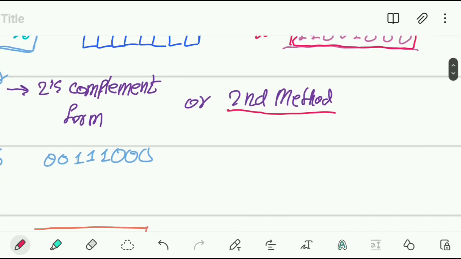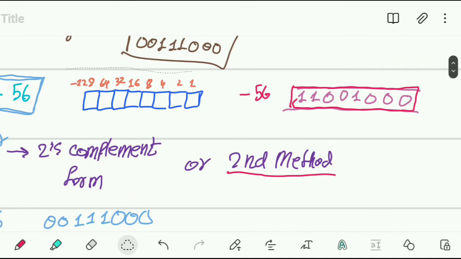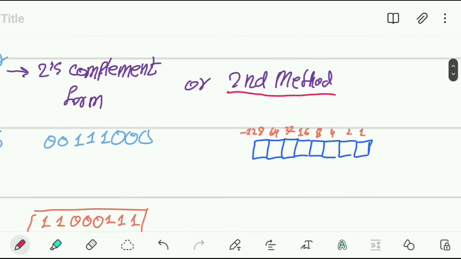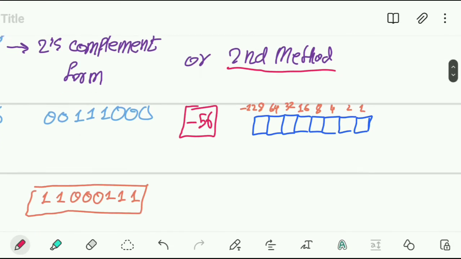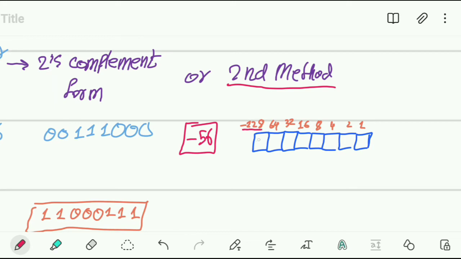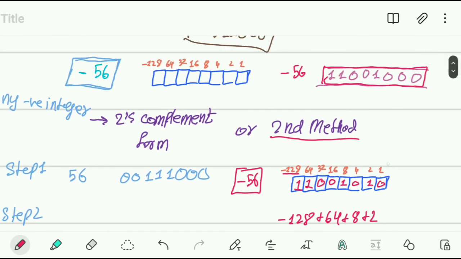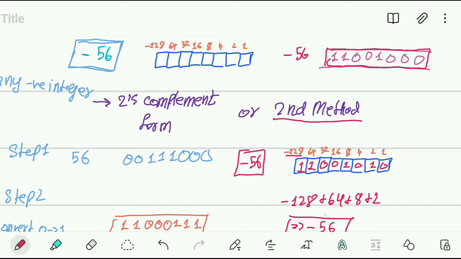Now let's talk about the second method. Let me copy and paste this box in here. Using the second method, what would be the representation of minus 56? The most significant bit, if I put 1, is minus 128. Then I put 1 for 64, and another 1 for 32, with 0 for 16, 1 for 8, and 0s for the rest. So minus 128 plus 64 plus 8 would give minus 56. There you go, this is the second method. Maybe I've done something wrong, minus 128 plus 64, and this would be 64.